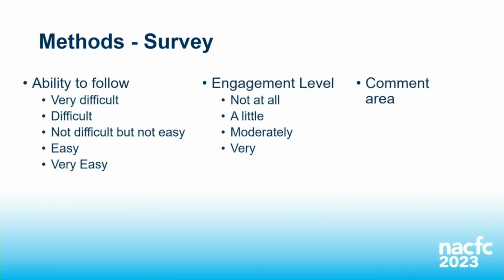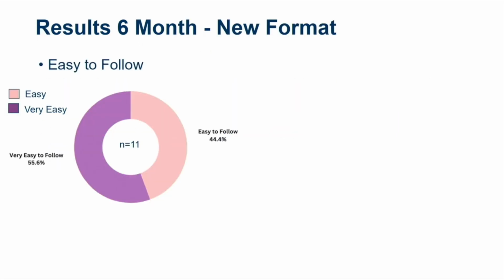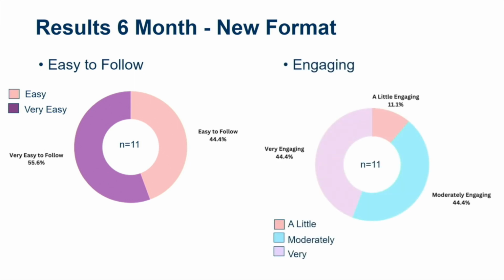We're going to survey them again at the 6 months time point, which we did. This is a reminder of the questions we asked and the scale which we asked at. So that 6-month format, we find that we are easier now to follow, with 6 people responding very easy and 5 people responding easy to follow. We did not decrease in ability to follow that information. And then we were a little less engaging in this, but still the majority of people in that moderately engaged or very engaging. And we did increase in very engaging. So 1 person went back down to a little engaged, and then 2 more people in very engaged.